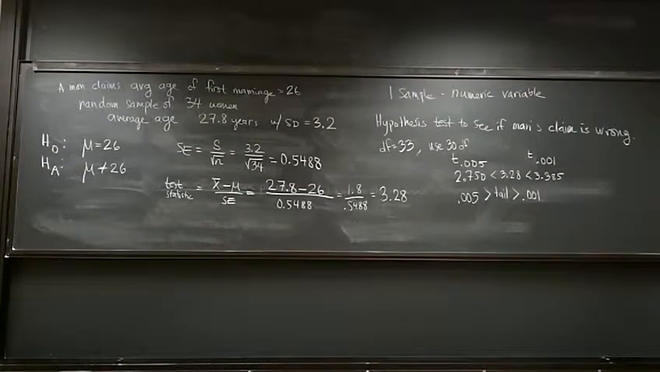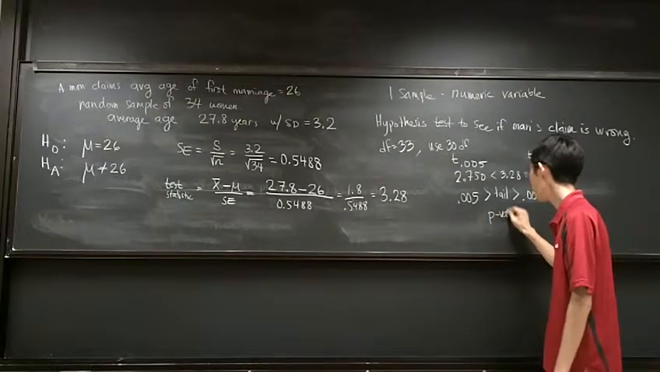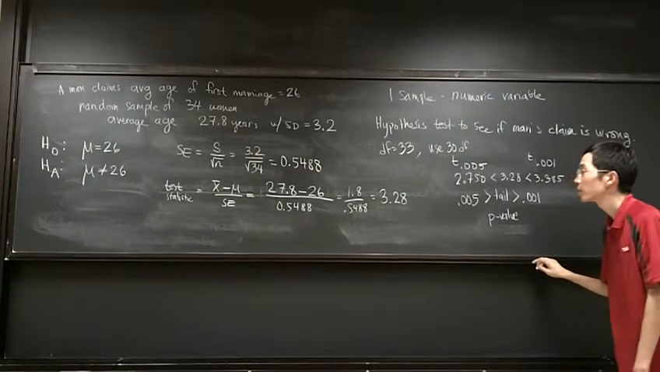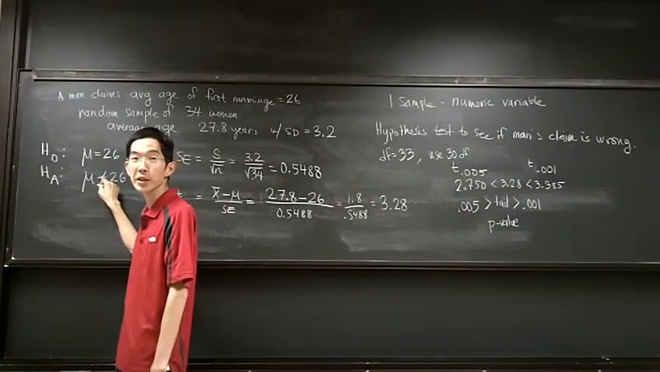You got that right? Okay. Is my tail area my p-value, or do I have to double it? Okay, so I have to double this because my alternative hypothesis has a not equal sign.